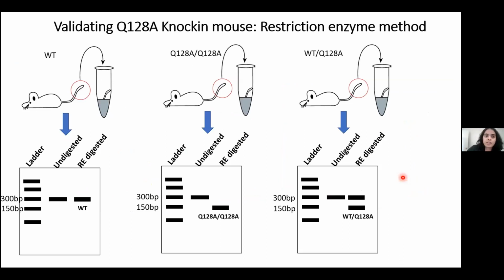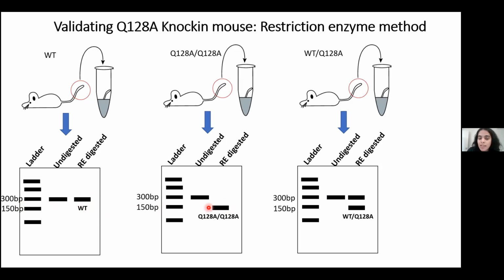Each band corresponds to a certain nucleotide, and that's how you sequence. The other method is the restriction enzyme method. The way I designed my restriction enzyme site, is that the original length of the DNA was around 300 base pairs, and the restriction enzyme site was somewhere in between. So you expected 2 pieces that were around 150 base pairs, 180 and like 140, so close to 150 base pairs. So in a wild type, you don't expect any restriction enzyme digestion because there's no knock-in. So the band is the same as undigested.